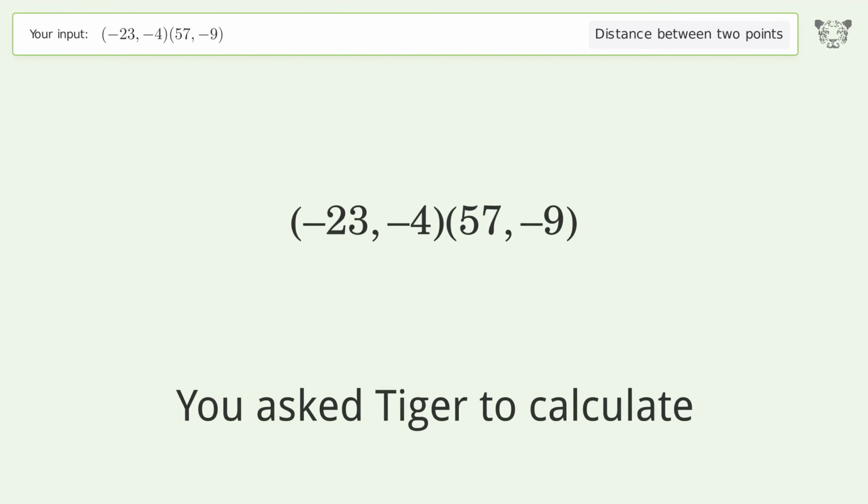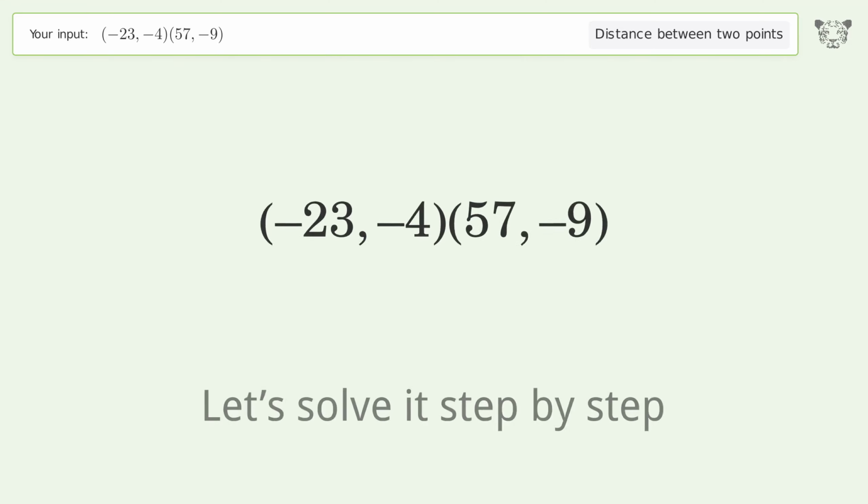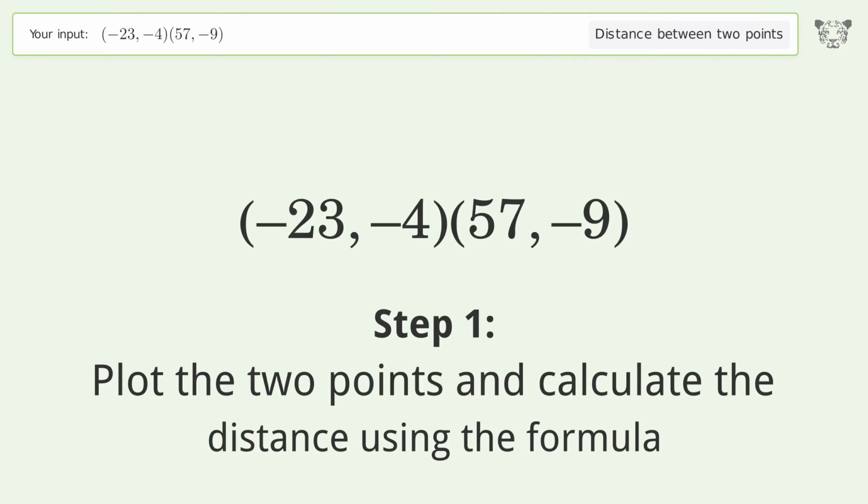You ask Tiger to calculate. This deals with the distance between 2 points. The distance between the 2 points is the square root of 6,425, or 80.156. Let's solve it step by step. Plot the 2 points and calculate the distance using the formula.